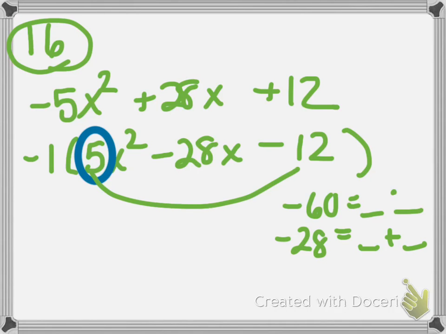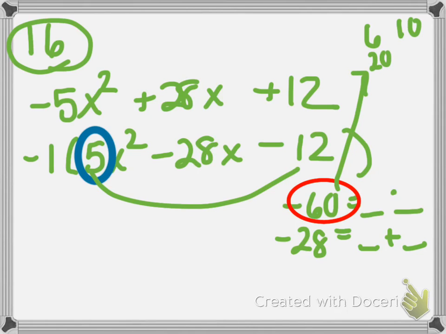So over here, negative 60. I'm going to think, what are all the factor pairs of negative 60? Well, 6 and 10, 20 and 3, 30 and 2. What am I missing? 15 and 4.